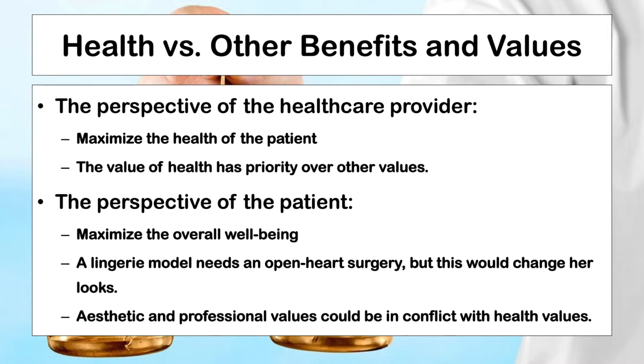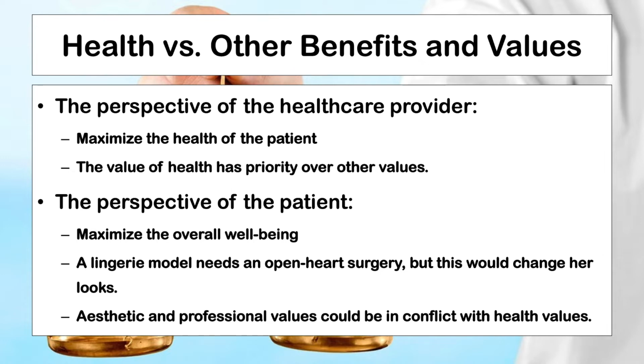On the other hand, the perspective of the patient obviously is to regain health, but not at any cost, because the patient wants to maximize overall well-being. So if there's a trade-off between some treatment that supposedly is going to restore the health of the patient, but that's going to come at the cost of some other value, the patient may opt out of that treatment. So take for example a lingerie model who needs open heart surgery, which is going to leave a big scar, and that's going to significantly change her looks, which is most likely going to affect the job opportunities that the model has.